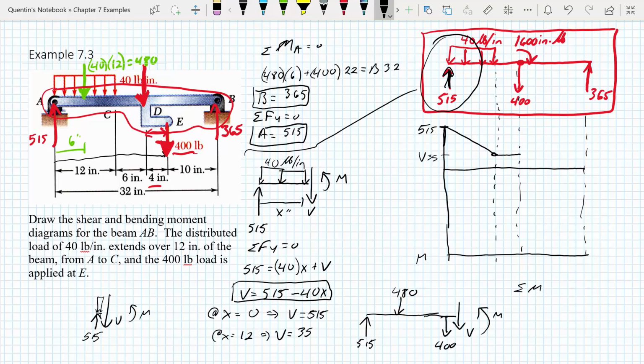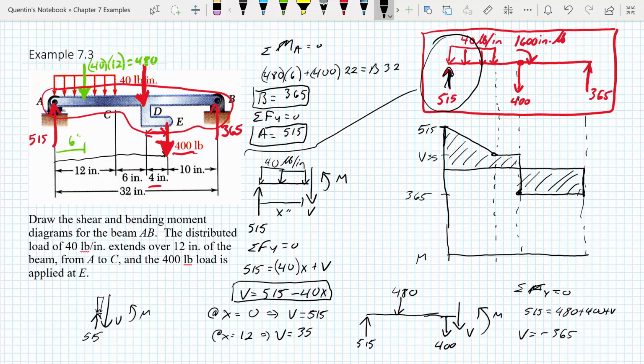So if I take my sum of my forces in Y equals 0, we have 515 up is equal to 480 plus 400 plus V. So V is going to jump down to 515, subtract off 400 and 480, and it's minus 365. So this is going to drop down here to 365. And then it's constant all the way across there, and then it comes back up to there. Okay. That is our shear force diagram.